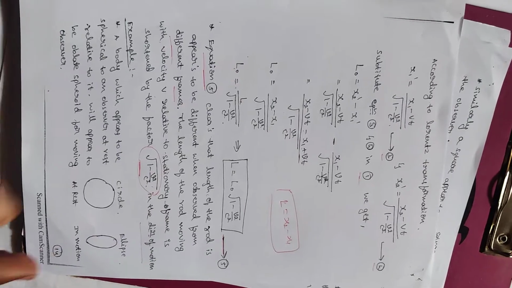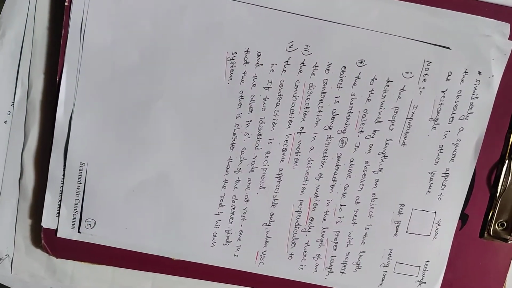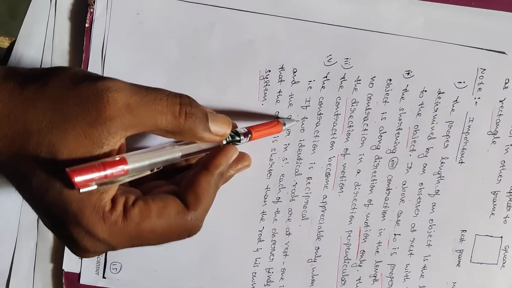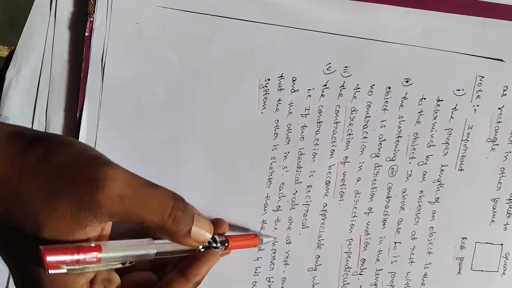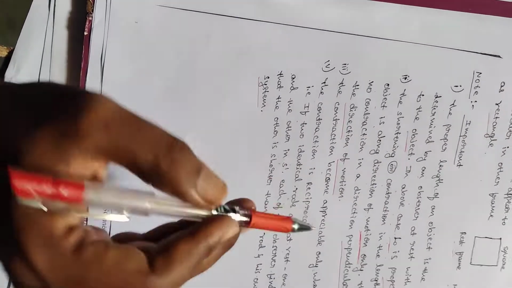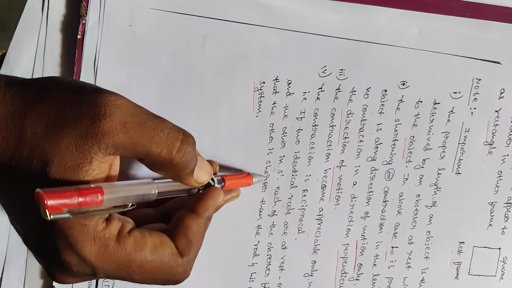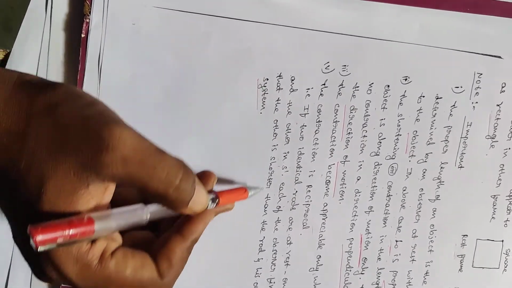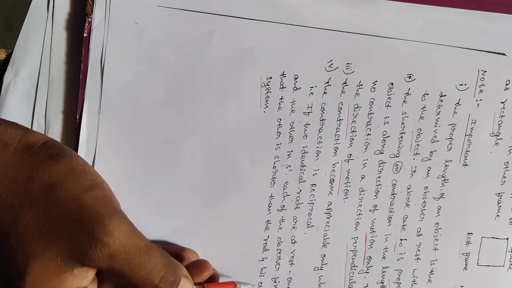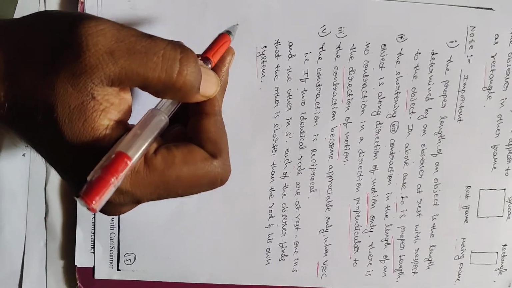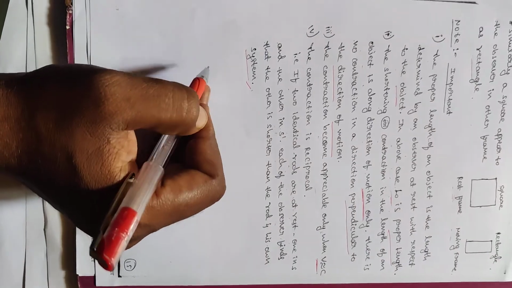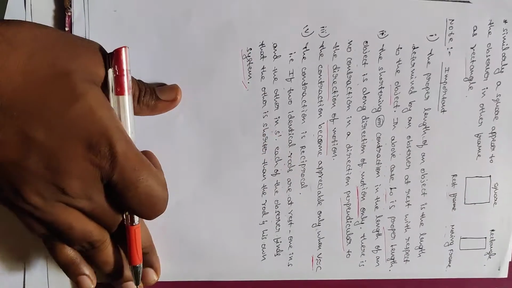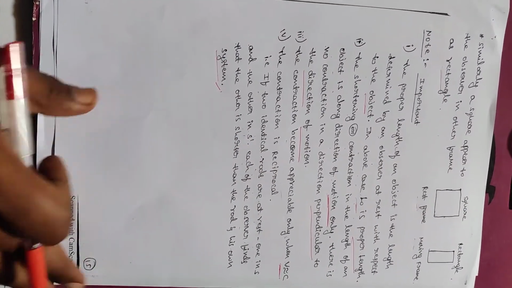Vice versa. If two identical rods are at rest, one in the S frame and another in the S dash frame, each observer finds that the other one is shorter than the rod in his own system. This is the last note. This was about length contraction and some important notes on length contraction.